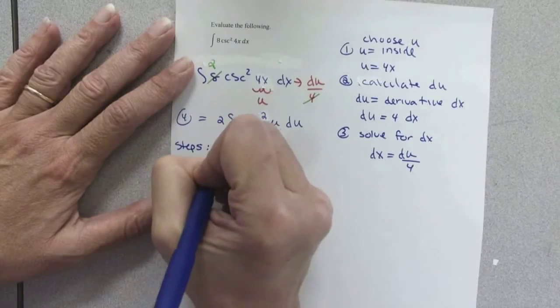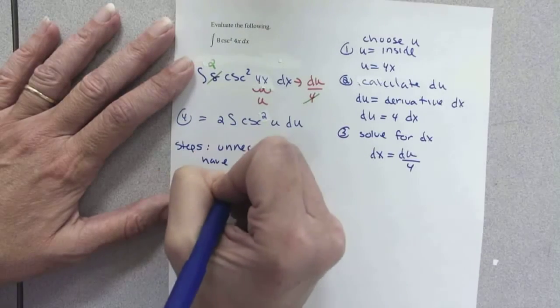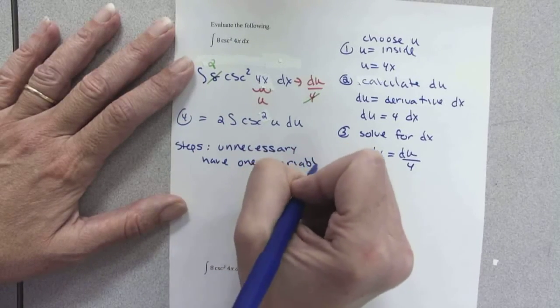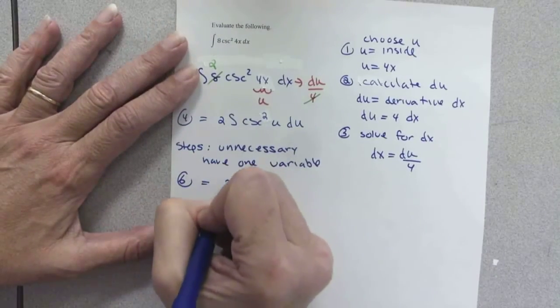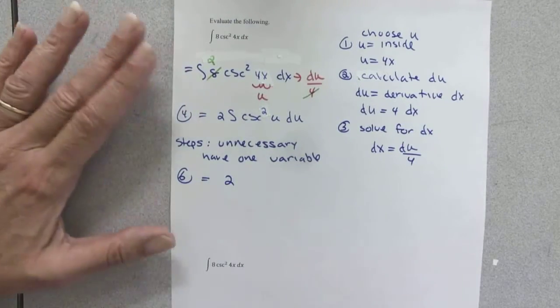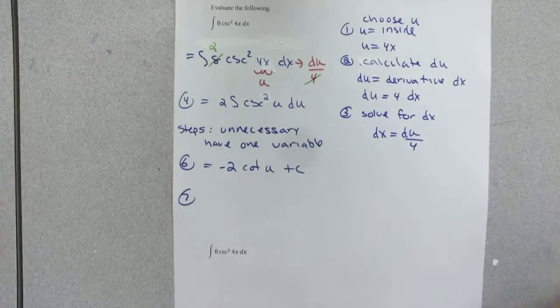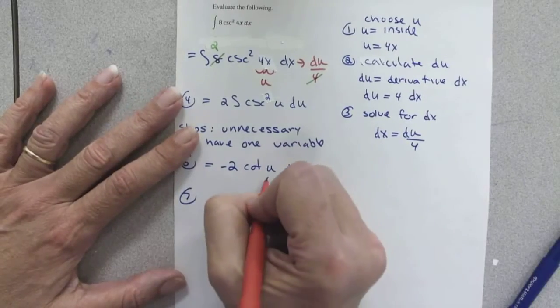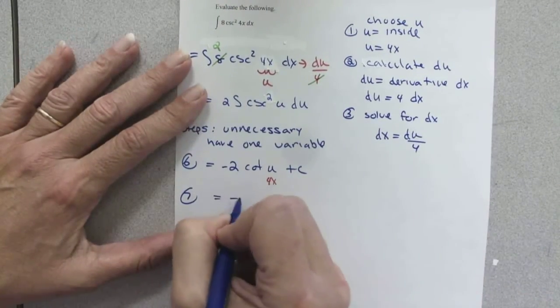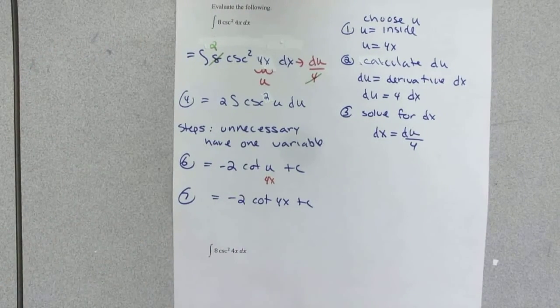So step 5, still unnecessary. We'll eventually get to it. So step 6, I integrate. That 2 just hangs out. Then I ask myself, what has a derivative of positive cosecant squared? And that's negative cotangent. Then back to the original variable, u was equal to 4x. And so that's going to be negative 2 cotangent 4x plus c. And there I did it with a u substitution, and of course you could check that by differentiation, and I will leave the checking up to you.